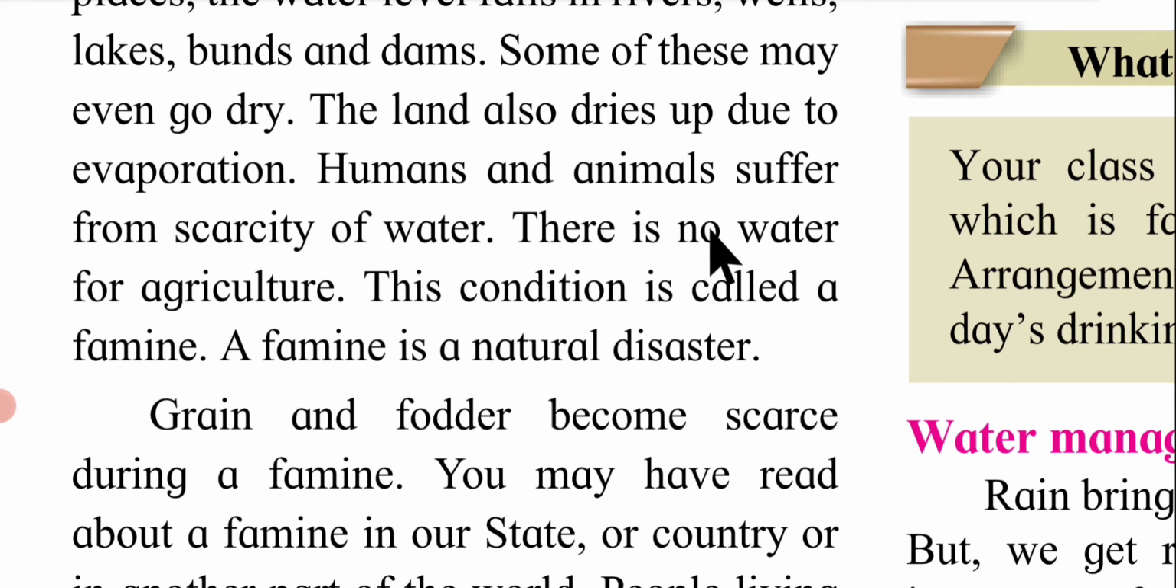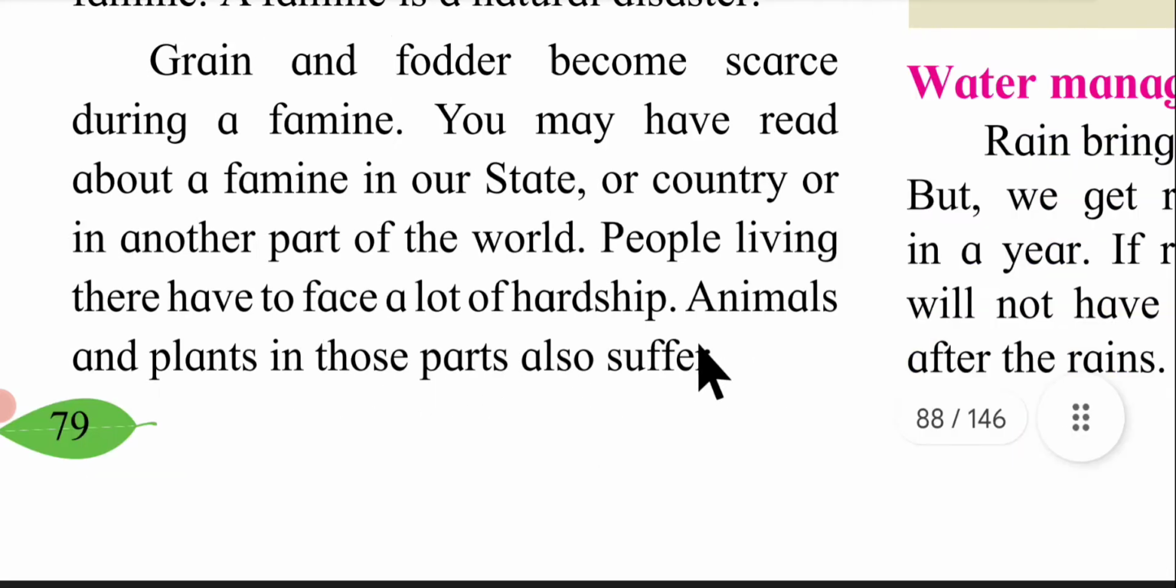There is no water for agriculture. This condition is called a famine. A famine is a natural disaster. Grain and fodder become scarce during a famine. You may have read about a famine in a state or country or in another part of the world.